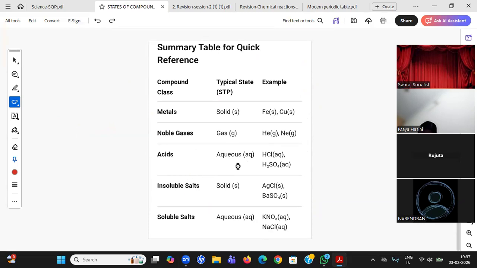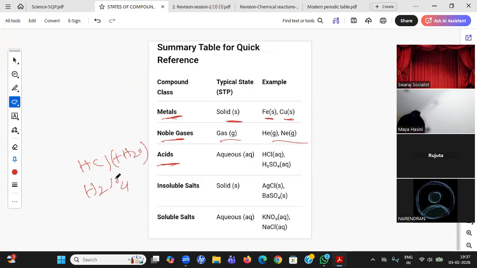So here is the final summary. Metals, whenever you are choosing, try to take solid, like iron solid, copper solid. Noble gases, obviously they should be gas. Acids, HCl, H2SO4, whenever you are taking them, you should take aqueous, because you are making them dilute by adding water in many reactions. Insoluble solid, you should write solid, or precipitate is also fine, like PbI2, because it is depositing at the bottom.